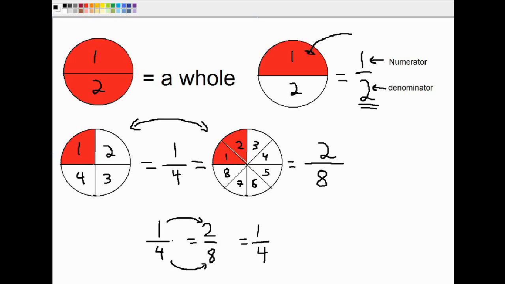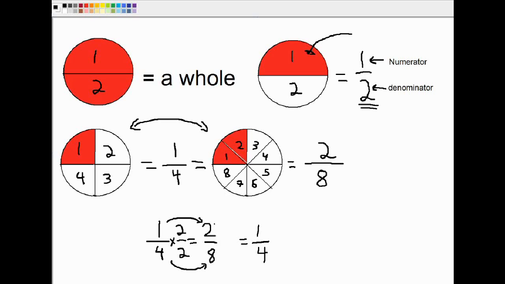Well, in order to do that mathematically, to write equivalent fractions, one way we can do it is multiplying. And here we're multiplying by 2 on the top, the numerator is being multiplied by 2, and 2 on the bottom, so the denominator is being multiplied by 2. Well, similarly for the next example, 2 over 8 is the same as 1 over 4. As we can see in that diagram above, that's true.